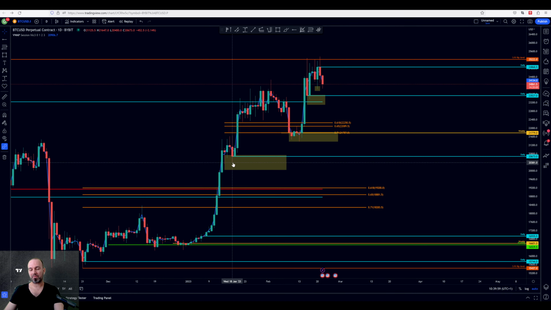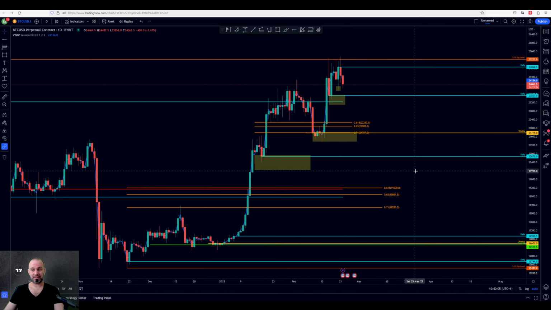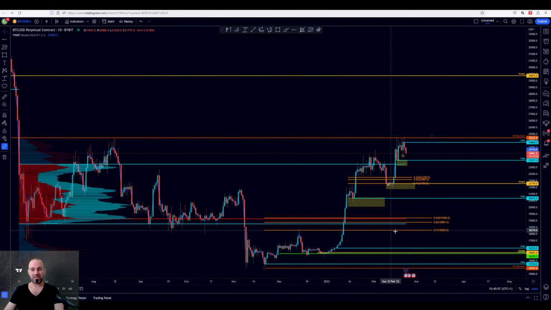So a swing failure pattern would be very nice. But if there's no reaction here, or here, then we do come to this area. This is a really important area on the chart, and the bulls need to defend this area.